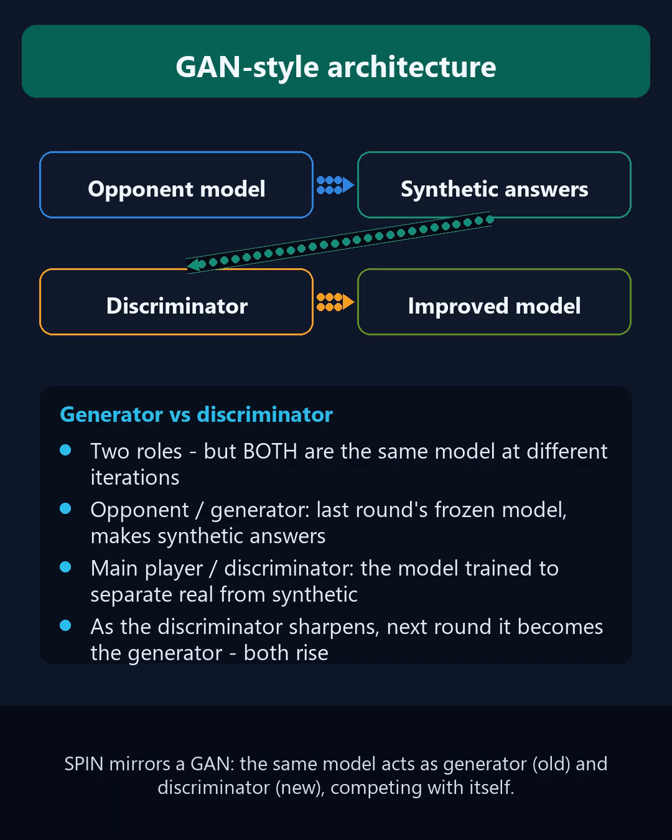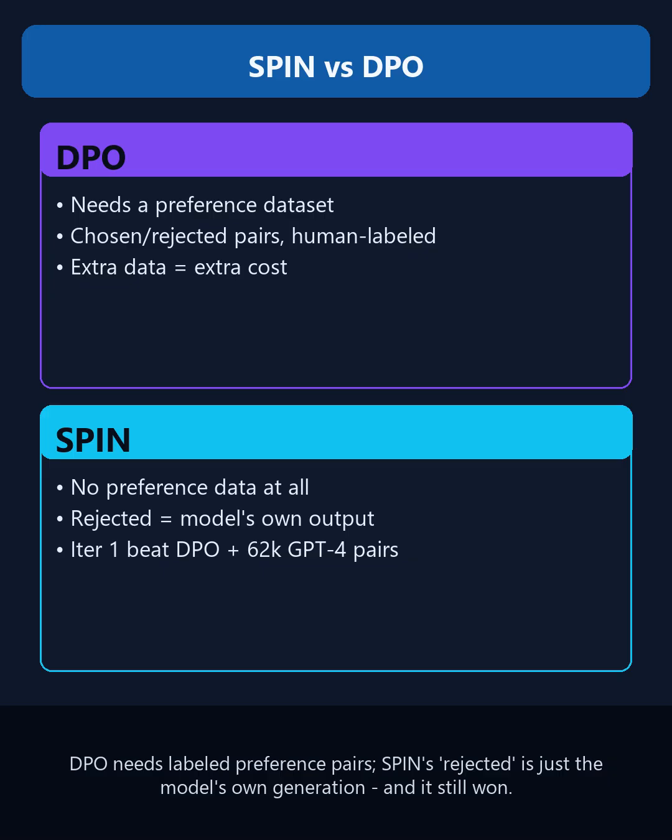Under the hood, SPIN borrows the shape of a GAN. There are two roles, but both are the same model at different iterations. The opponent, or generator, is last round's frozen model producing synthetic responses. The main player, or discriminator, is the model being trained to separate real from synthetic. As the discriminator sharpens, the generator must improve too, because next round the discriminator becomes the generator. Self-competition drives both upward.